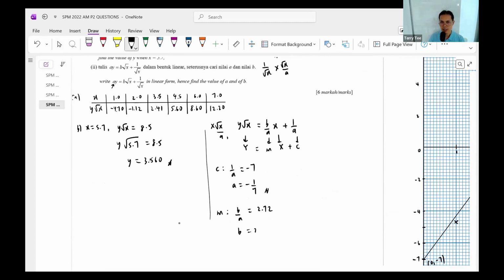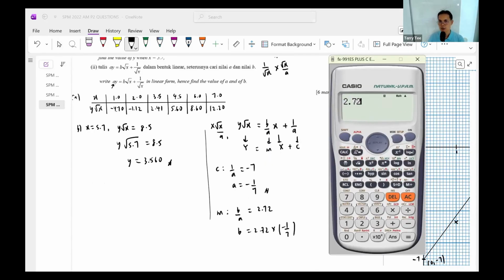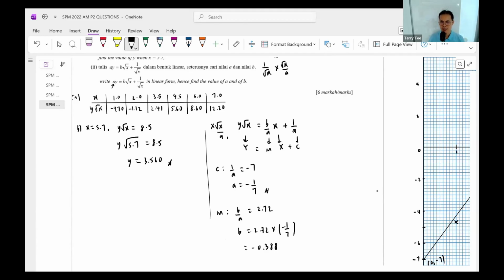Since your a is negative 1 over 7, I times over, take 2.72, divide by negative 7 or times 1 over 7. You should get this answer negative 0.3886. Yeah, 0.3886.